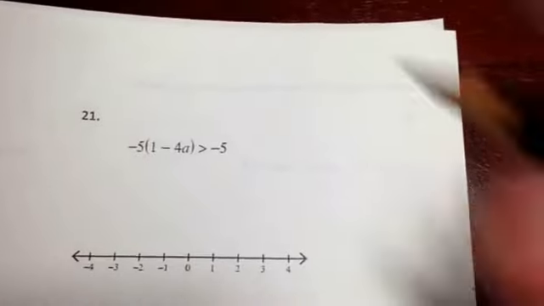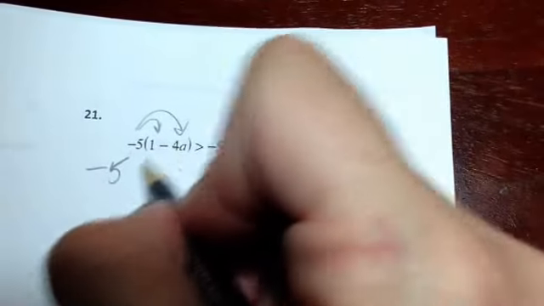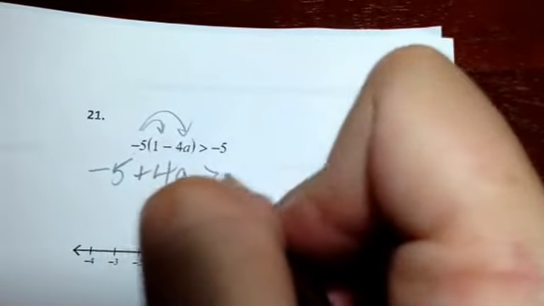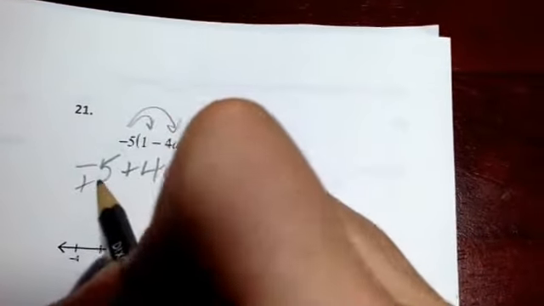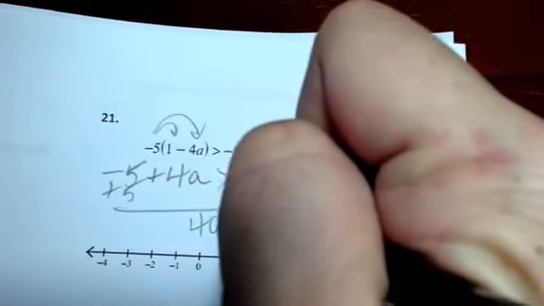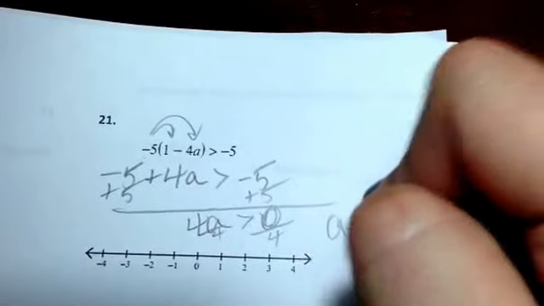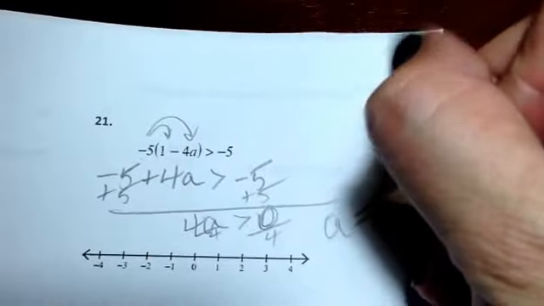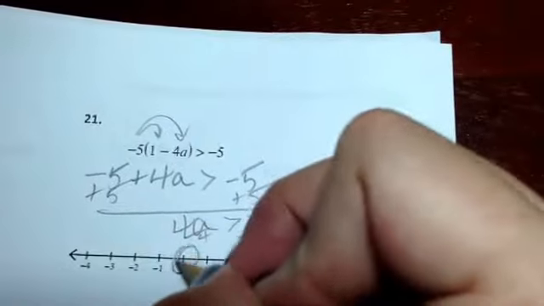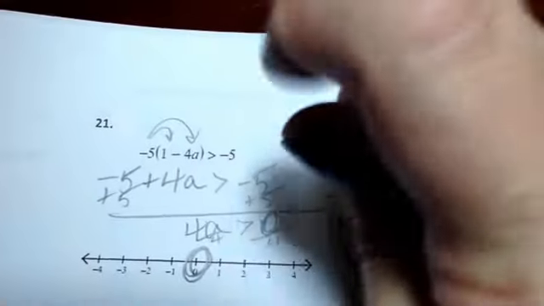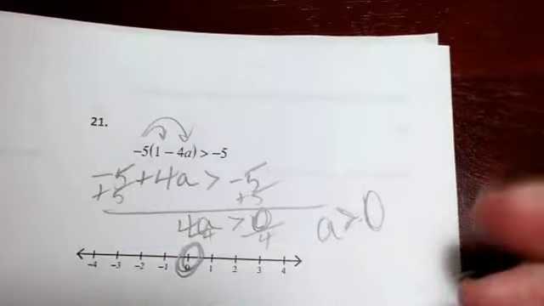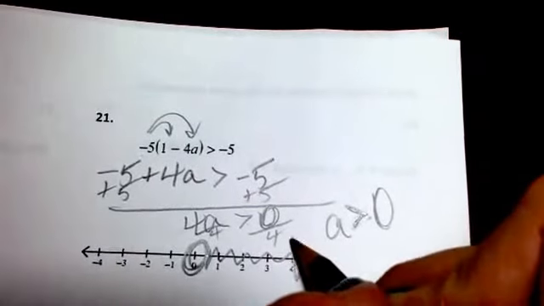Number 21, moving on here. -5 distributed through -5 times -4a is going to give me, add this 4a in here, is all equal to -5. I'm going to add 5 to both sides. I'm going to wind up with 0 here. 4a is greater than 0. Well, this is our zero product rule. If something times something else is 0, one of the somethings has to be 0. So in our case here, a is going to have to be 0, and it was a greater than problem. Drop my equal sign in there and then realized I had to shade one direction or another. A is greater than 0.